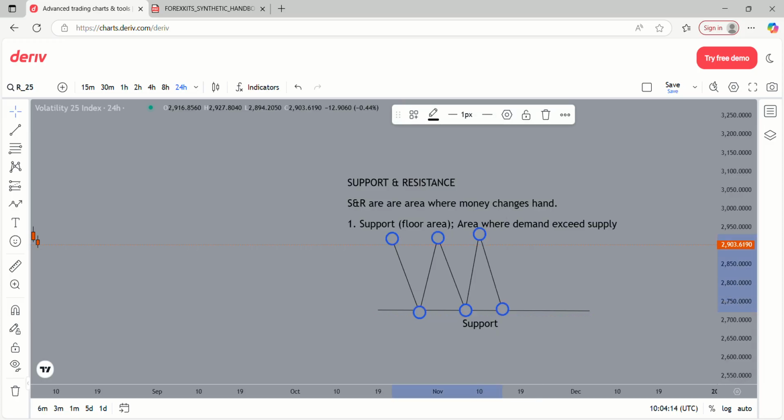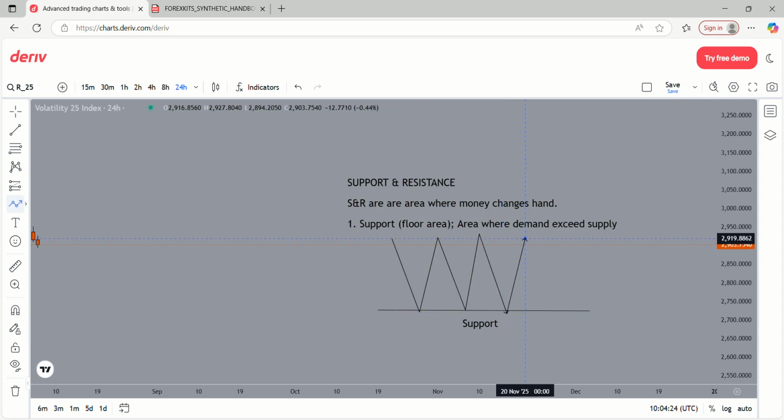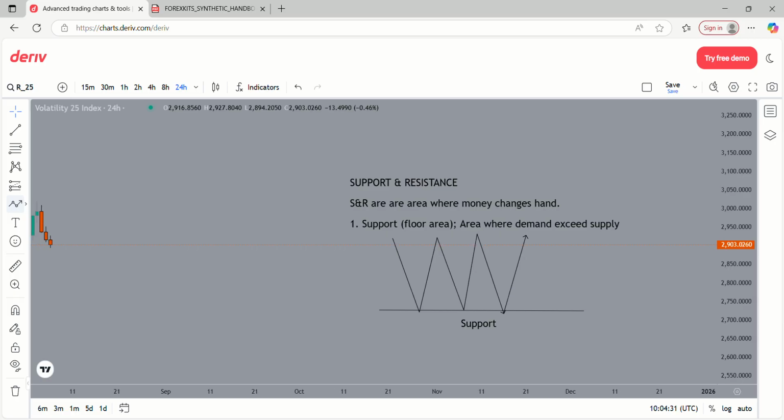Sorry, let me just use another. I was unable to draw it completely. So this is what we call the support area, right? This is what we call the support area. It is a zone in the market where buyers come in and change the direction of the market.